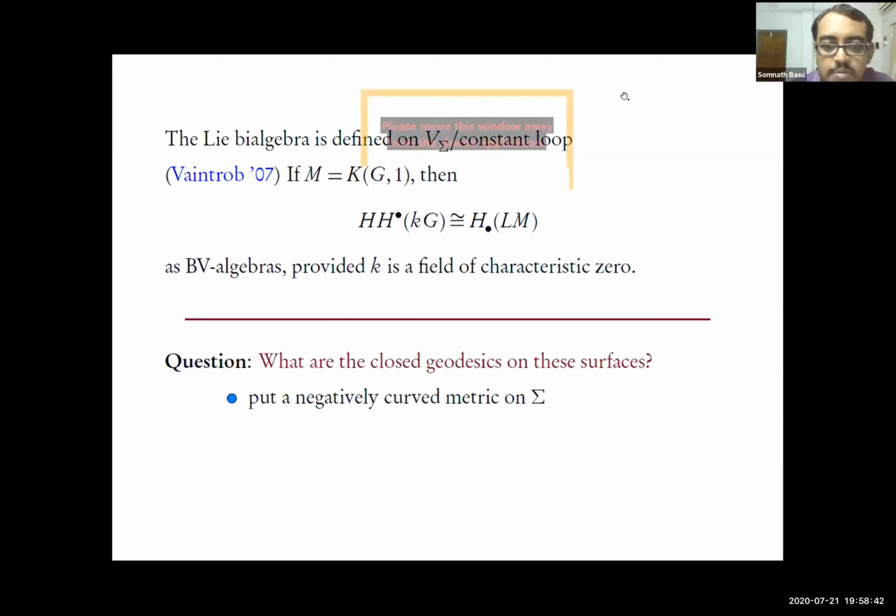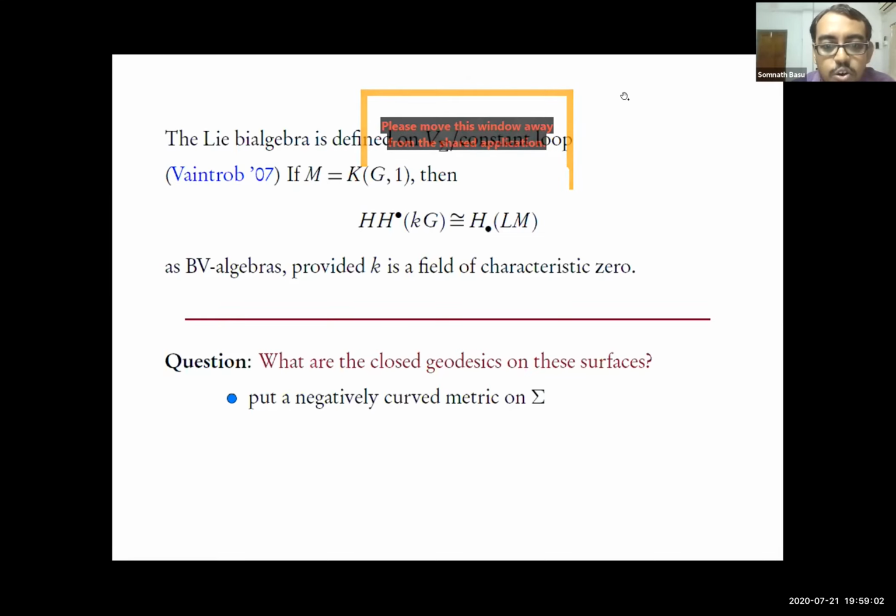So how hard is it to check? I don't think there are any general techniques to compute H star LM. There are obvious theoretical methods, but you cannot really compute with any of them, practically speaking. You need different techniques. You have to model M and then use a bit of homological algebra and so on. The last question is, can you run a spectral sequence on M to compute the algebra completely?